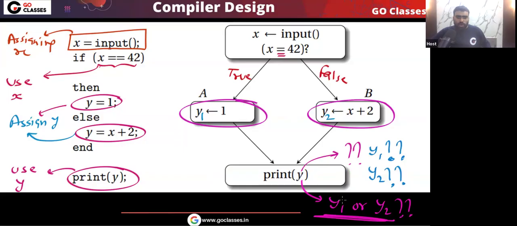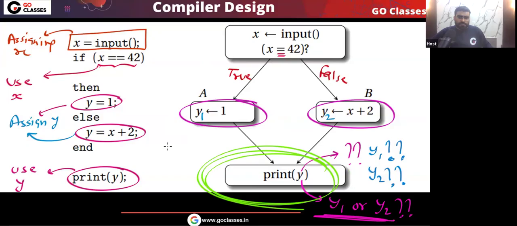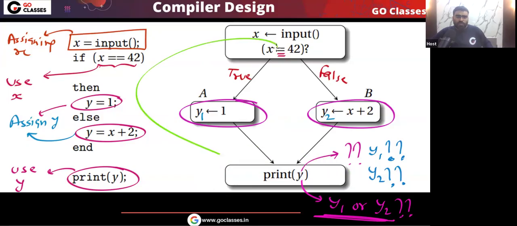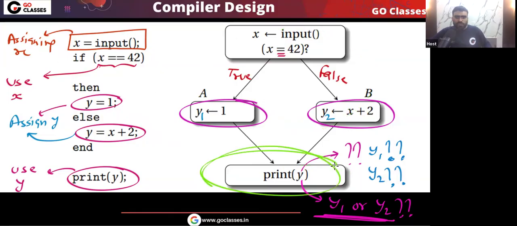Okay, you cannot print y1. If you print y1, that is wrong. If you print y2, that is wrong. Yes or no? Because if you go like this, then you should print y1. If you go like this, then you should print y2. So basically, what value should I print here? That will depend on which branch I am taking. Yes or no? Okay, so which value of y I should print here will depend on which side I am coming from to this point.